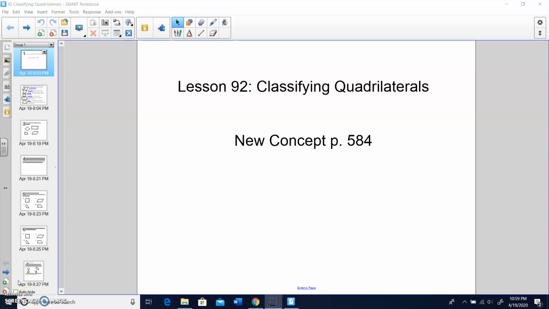Hi, fourth graders. Today we are talking about lesson 92, classifying quadrilaterals. The new concept begins in your math book on page 584. Remember that quadrilaterals are any four-sided polygons. So any closed shape that has four sides would be considered a quadrilateral. And today we are going to talk about different types of quadrilaterals.